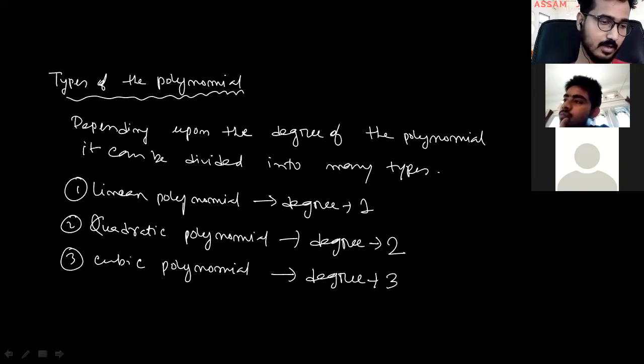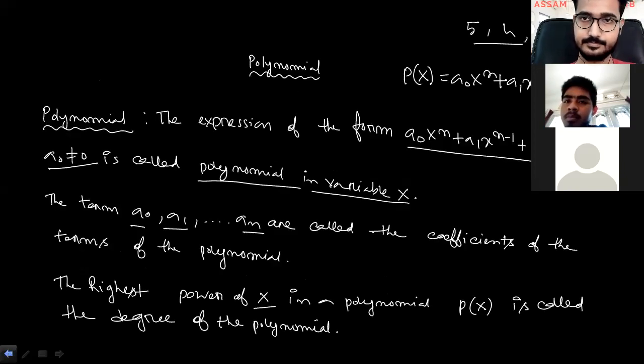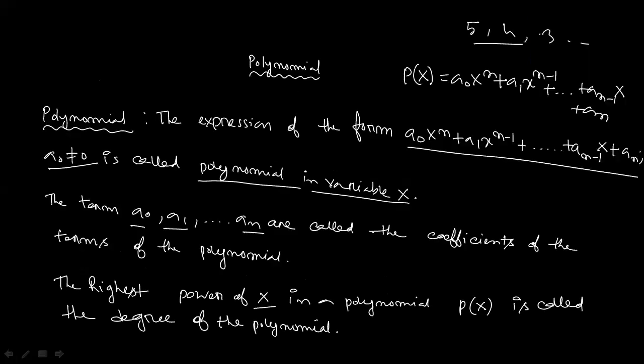Just now we have discussed what is a polynomial. I will give this video on YouTube, then you can understand. So polynomial means an expression of the form a naught x to the power n.